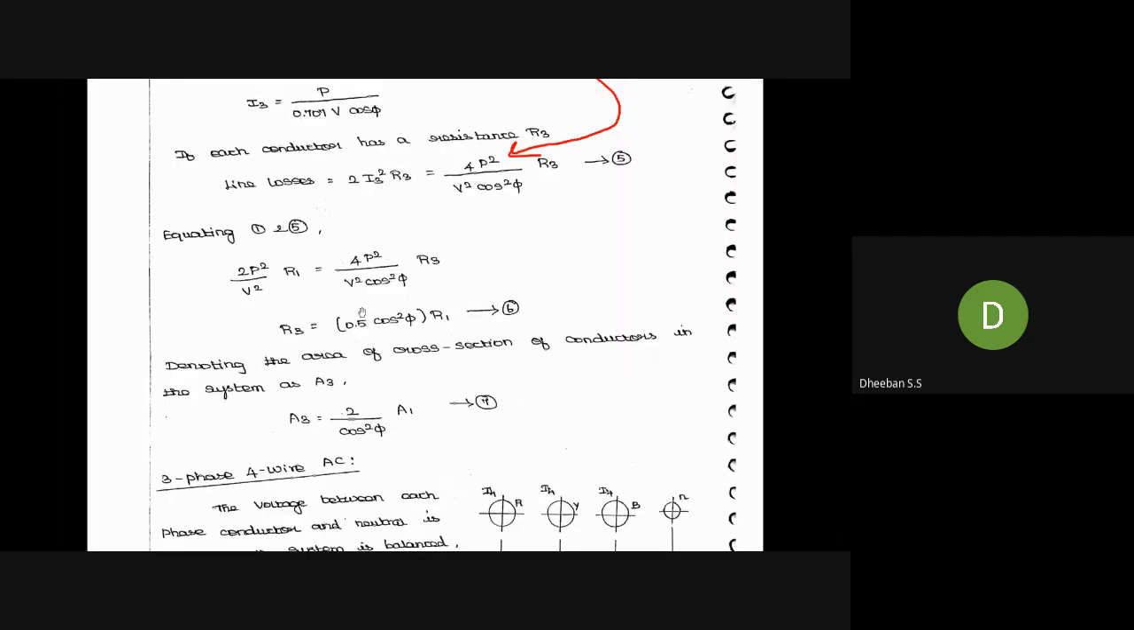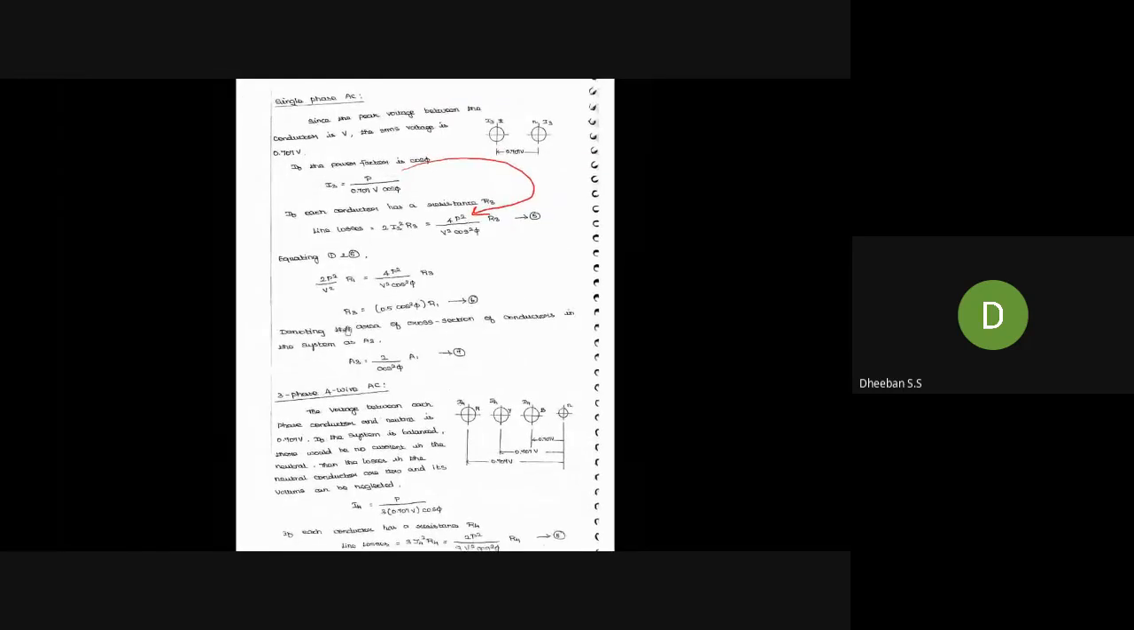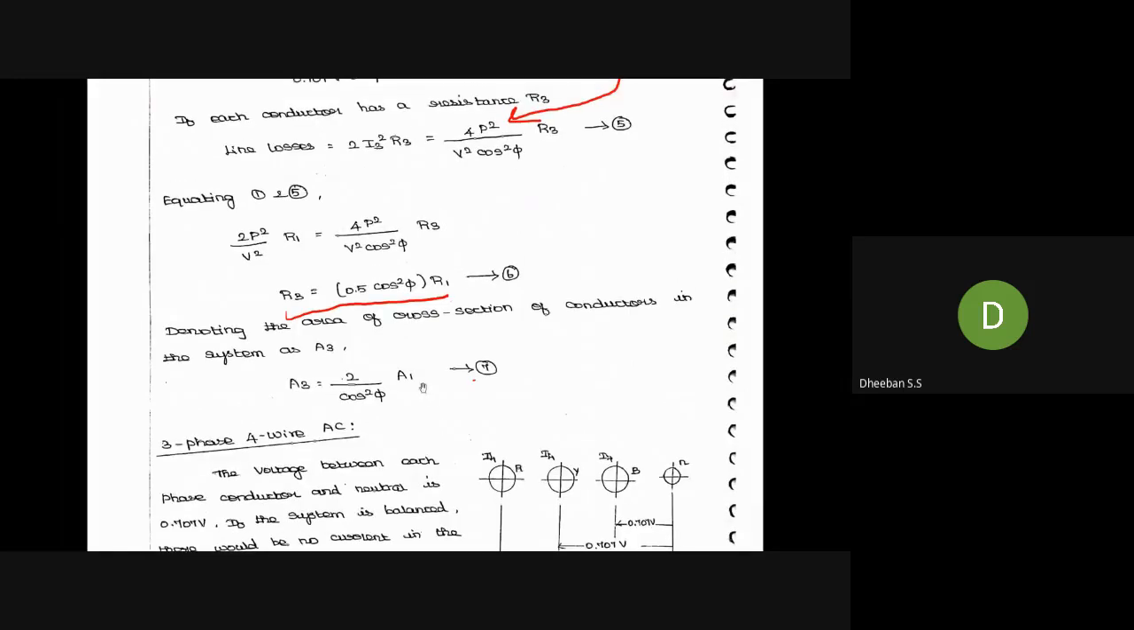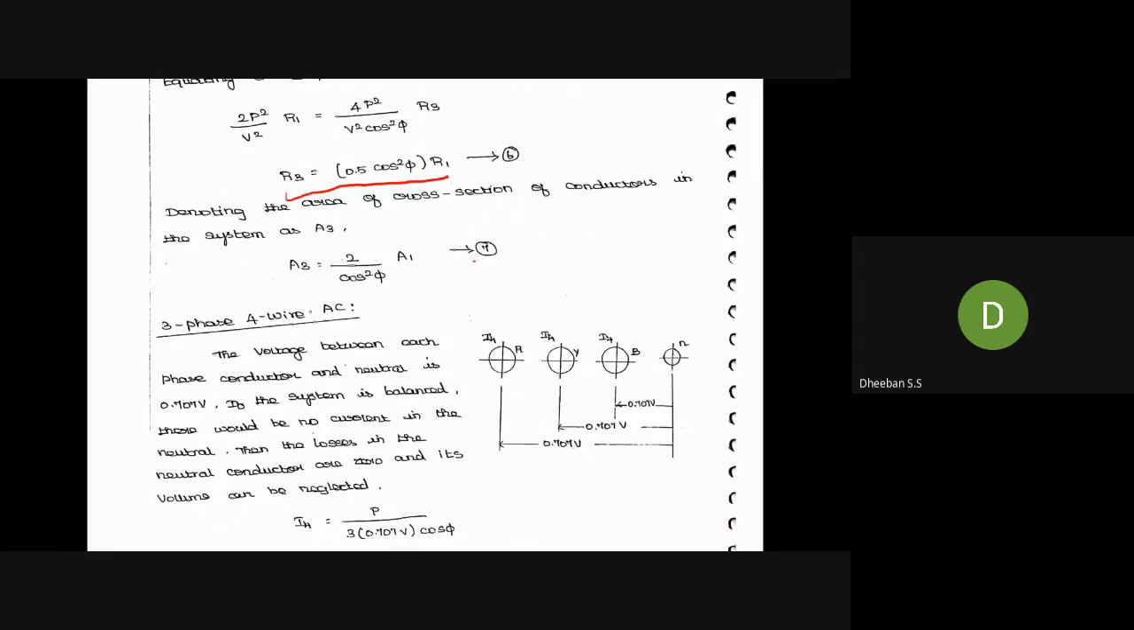Then what you will be getting is that your R3 will be 1 by 2 cos square phi R1. So this is what your value of R3 will be. With respect to your area of cross section, as you know, it will be inversely proportional. If you are equating with respect to your A1, A3 will be 2 by cos square phi A1. So this is your single phase AC system.